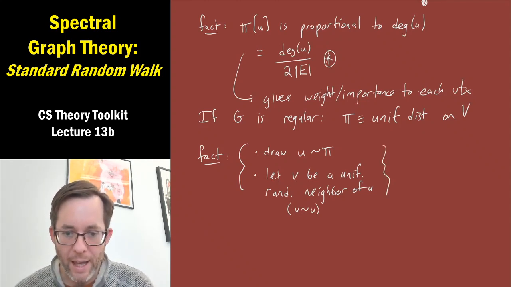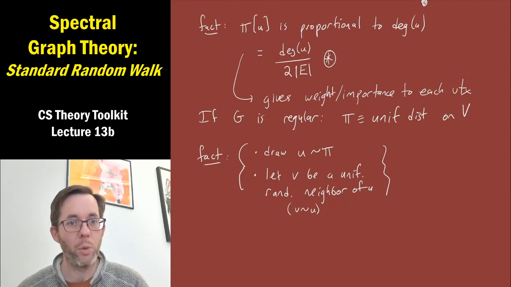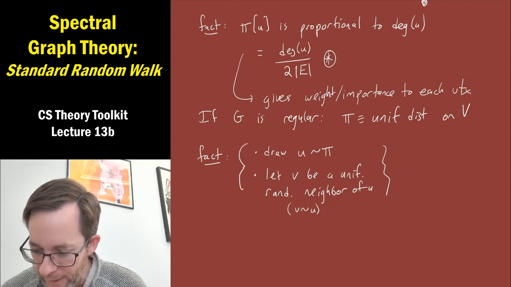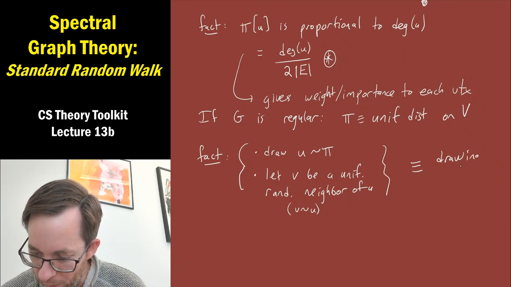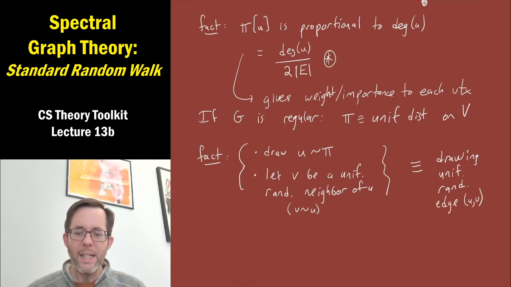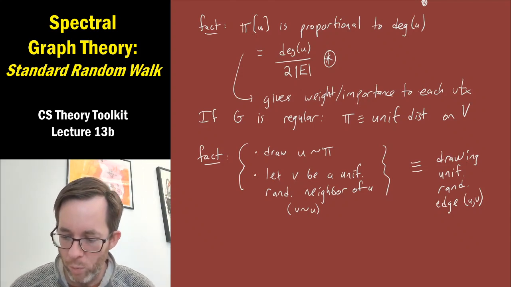Now we think of this as a way of choosing a pair of vertices, u and v, first drawing u from the special distribution pi, and then taking a uniformly random neighbor of it. The fact is that this process is equivalent to our old friend, drawing a uniformly random edge uv. Okay, it takes a little bit of thought to see why that's true.